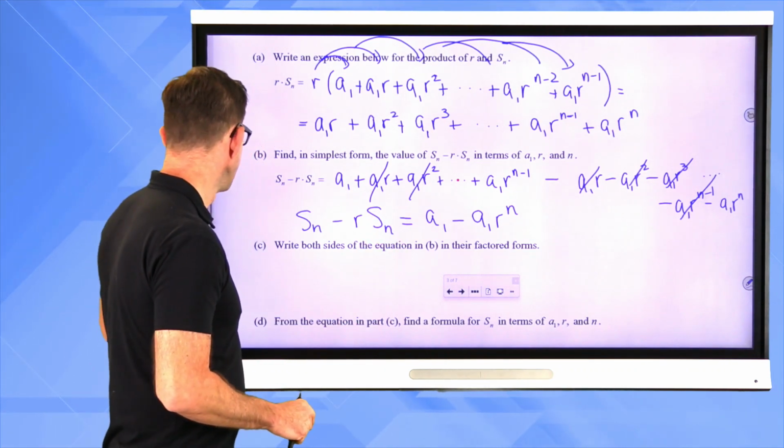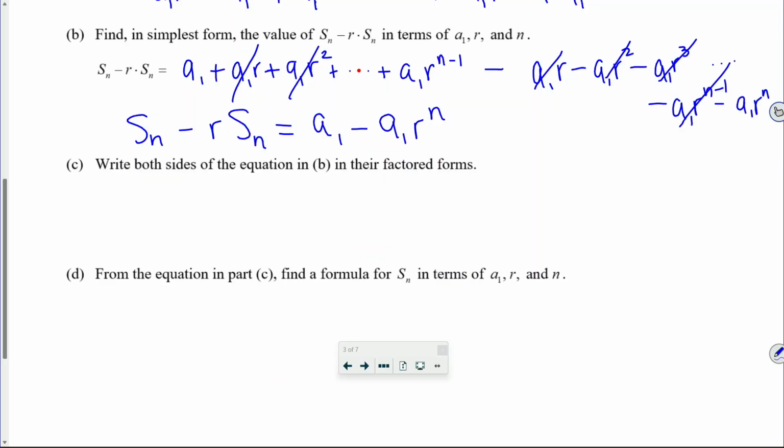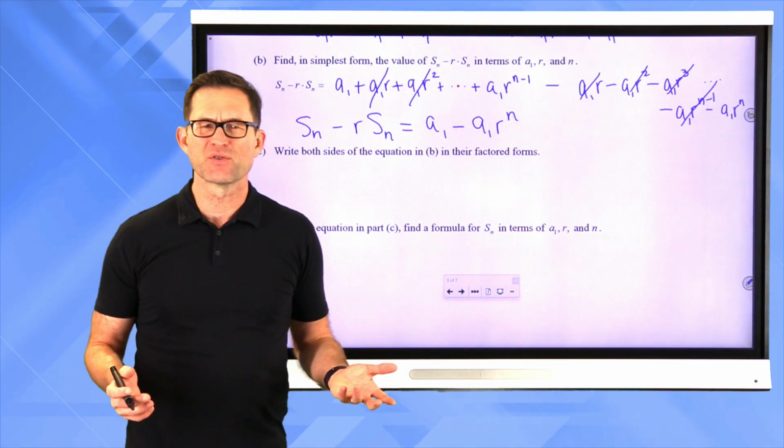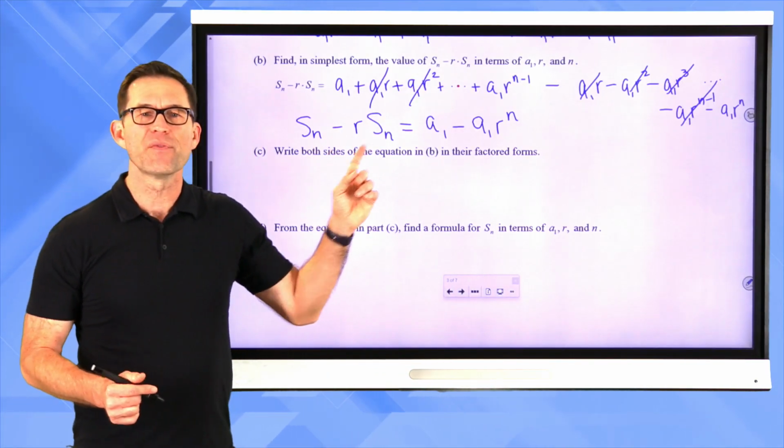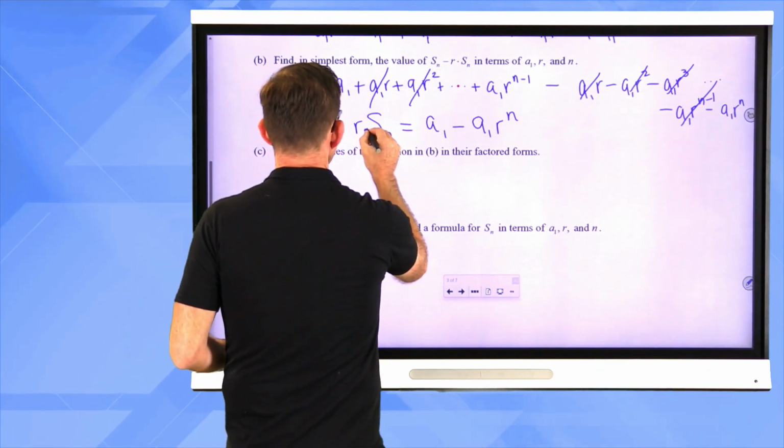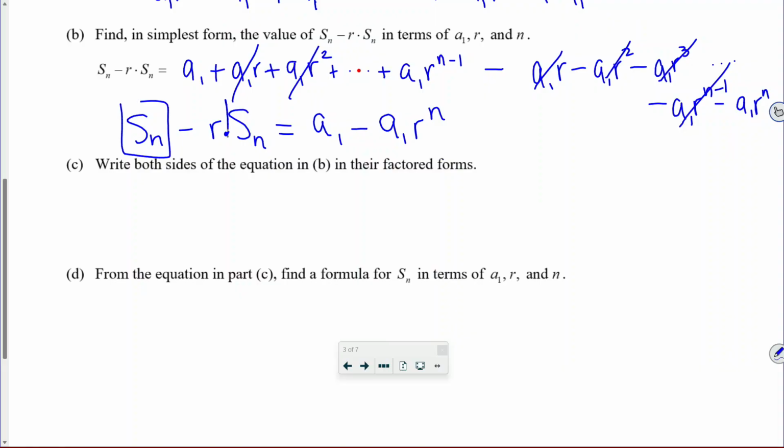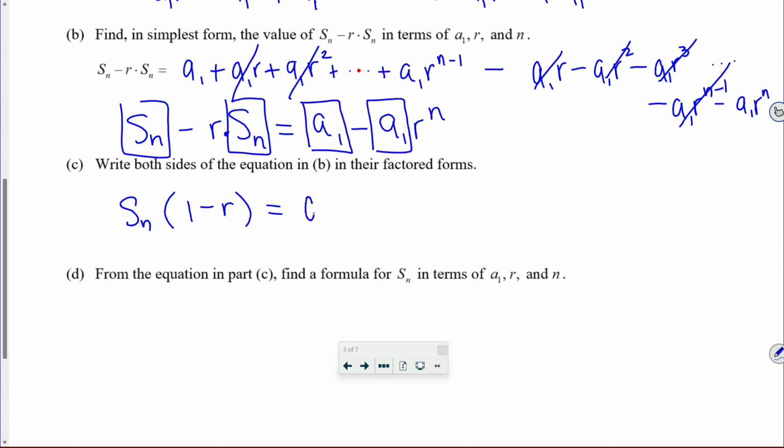Now, letter C. Write both sides of the equation in B in their factored forms. Factored forms? What do we mean by that? If I look at this side of the equation, I can see that there is an s sub n in both of them, so I'm going to write this as s sub n times 1 minus r. And in this other side of the equation, I can see an a1 in both of those terms, so I'm going to write that as a1 times 1 minus r to the n.